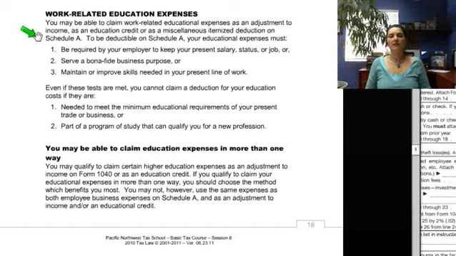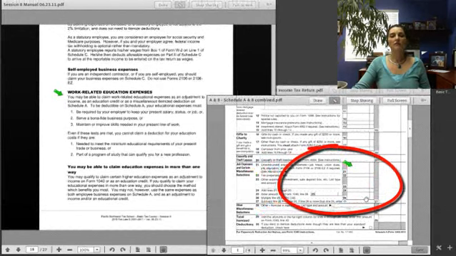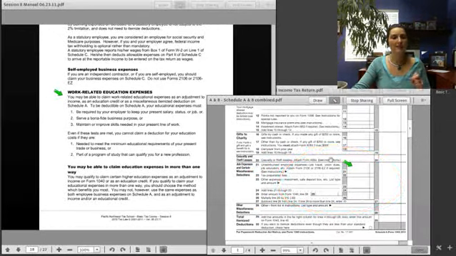But if you claim your expenses on Schedule A, you're subjected to some very specific rules, and the rules are different than the rules for the education credit, and they are different than the rules for the tuition and fees deduction. So you may have a client that qualifies to claim their expenses as an education credit, as a Schedule A deduction, and as a tuition and fees deduction, and you're going to have to choose the method that benefits them the most.